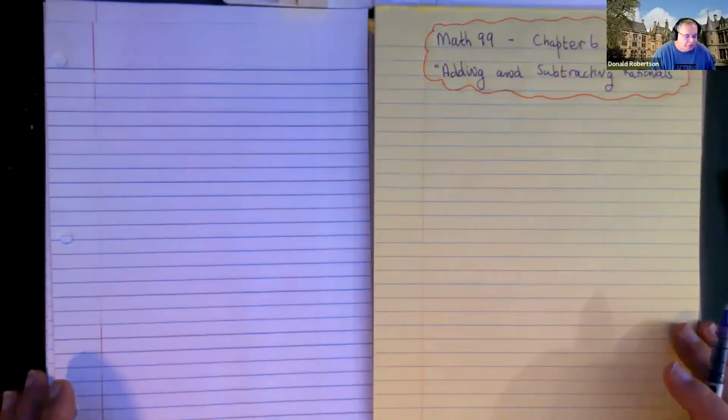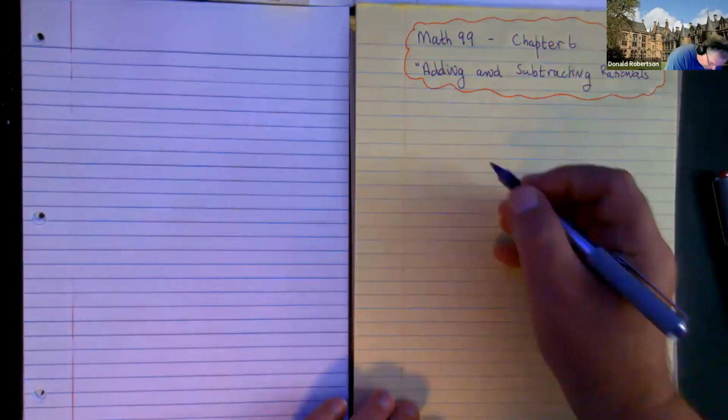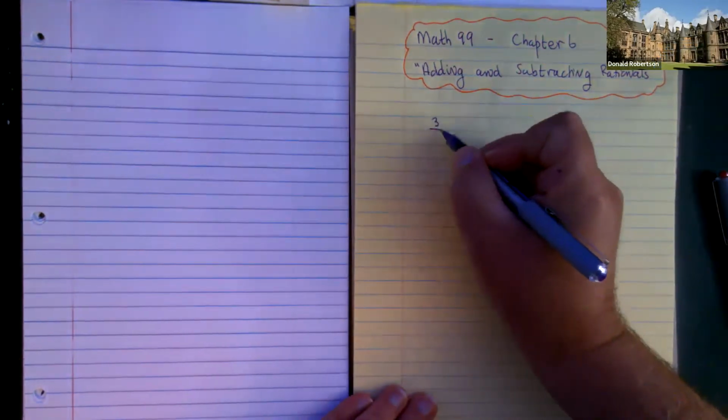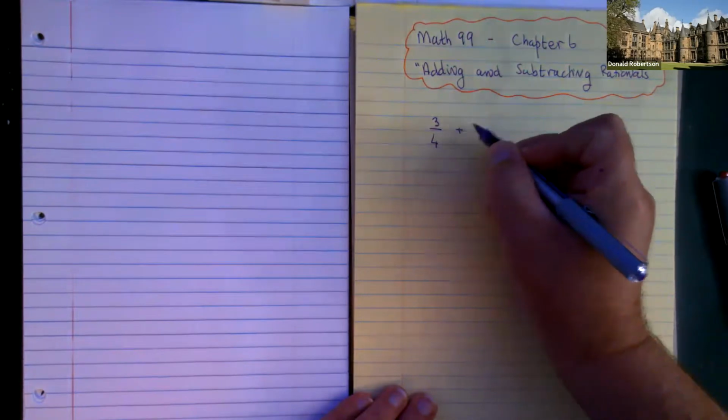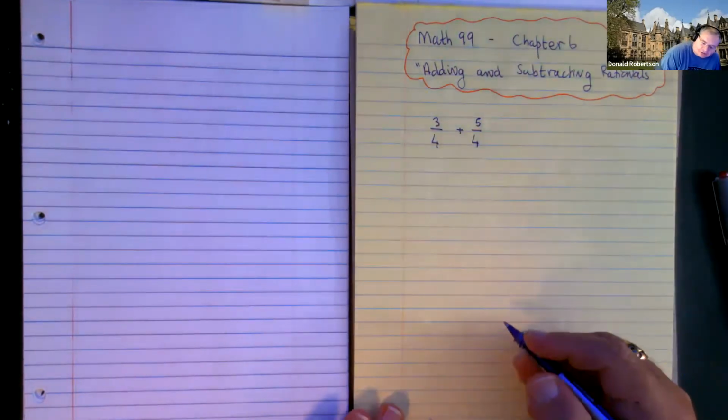Well, hello everyone. We are going to do today the last part of chapter 6 that you need to cover for this week. It's quite a short section. Going to look at adding and subtracting rational expressions. So before we deal with rational expressions, let's talk about how do you just add fractions together.